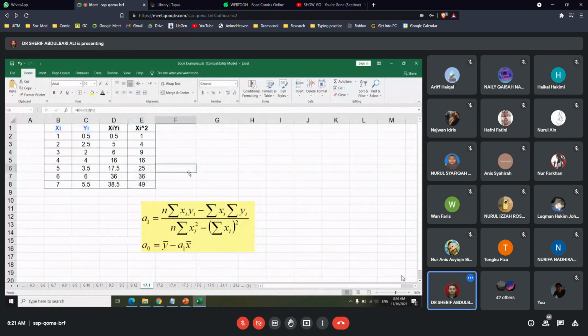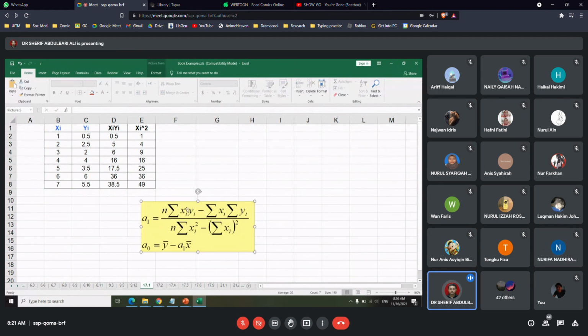Okay. So now, if I'm looking at the slope here, I have n, which is the number of points. How many points do I have here? 1, 2, 3, 4, 5, 6, 7. So n is equal to 7. X and y, yes, I have. X squared, yes, I have it. The summation of x squared, yes, I have it.